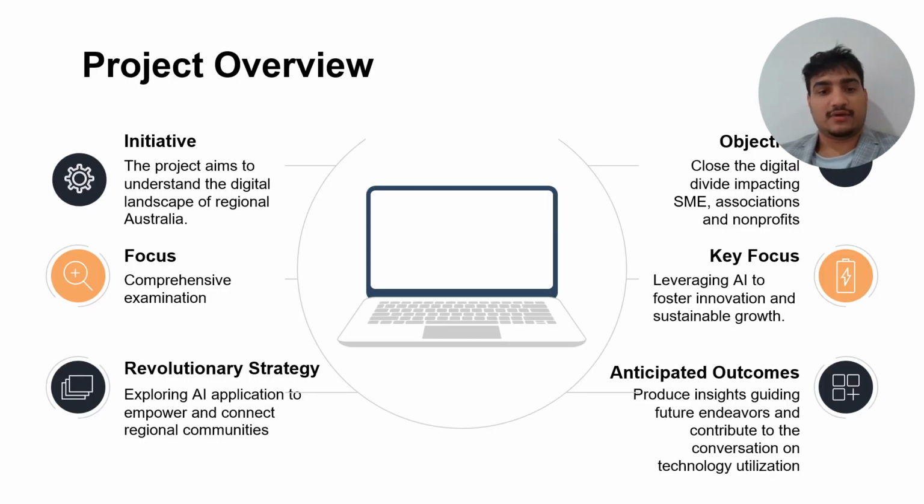The next slide is about the project overview. The project overview talks about the importance of having a full picture of the project, which includes making clear goals and targets and describing what we hope to achieve. A clear overview helps make sure that everyone involved is on the same page and motivated, which leads to great project outcomes. We have 6 tasks that we have carried out: initiative, focus, revolutionary strategy, objectives, key focus and anticipated outcomes.